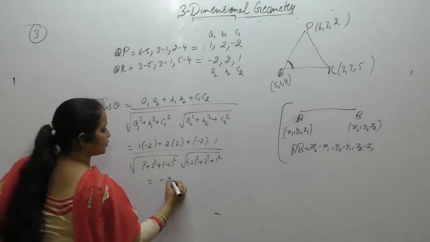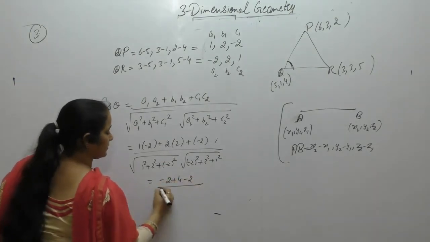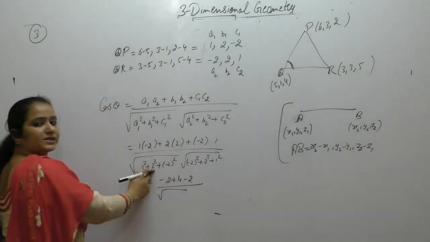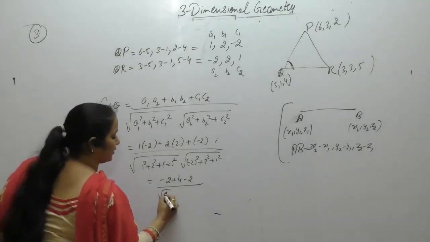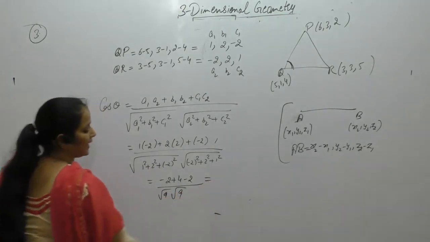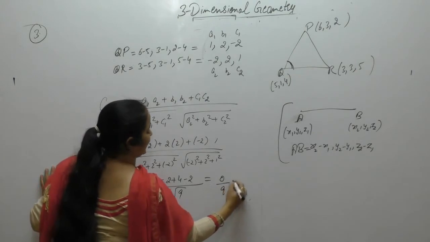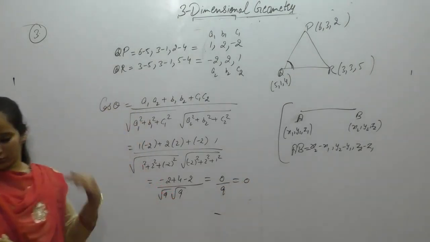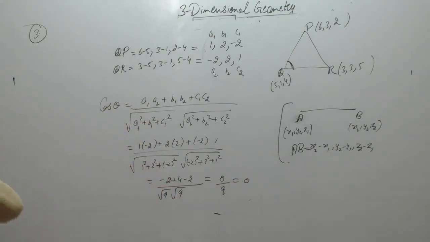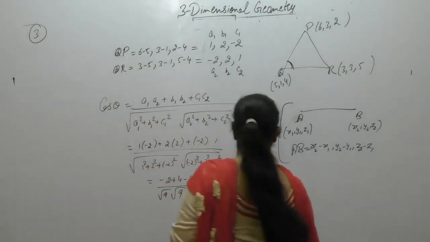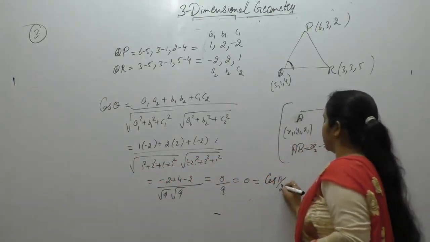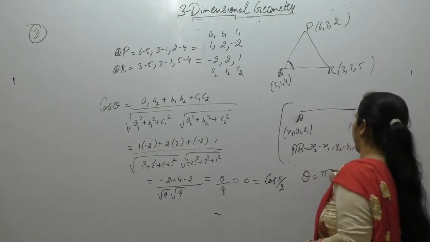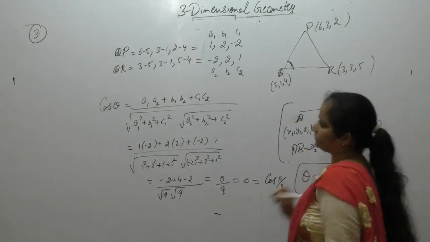1 into minus 2, 2 into 2, minus 2 into 1, upon the square root of 1 square plus 2 square plus minus 2 square, times square root of minus 2 square plus 2 square plus 1 square. The numerator is minus 2 plus 4 minus 2, which is 0. The denominator is 4 plus 4 is 8, plus 1 is 9, square root of 9 times square root of 9. So 0 upon 9, that is 0. And cos theta is 0 for 90 degrees, cos pi by 2. So we get theta as pi by 2.